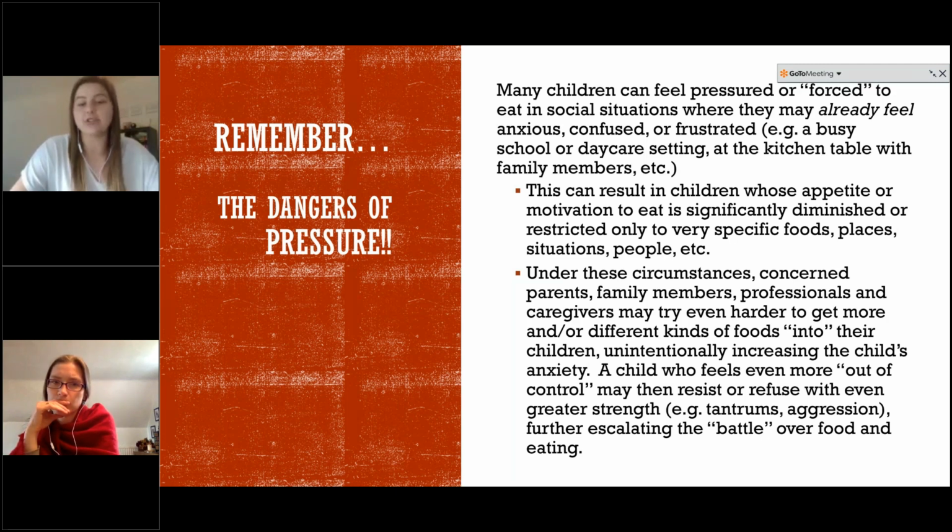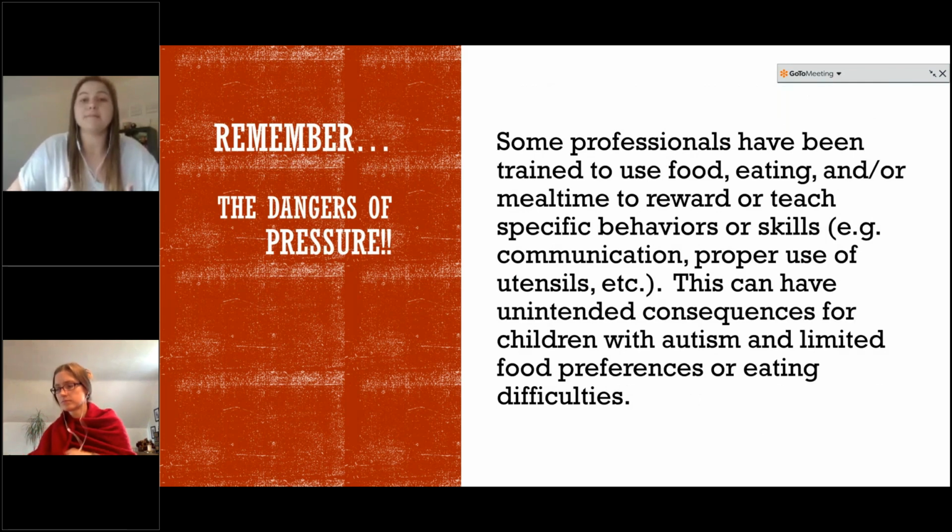And Andrew, one of our other therapists, makes a lovely note here that some professionals are trained to use food and eating for mealtime, and they do this with rewards or incentives. He makes a note to just be careful of that, because having that on the child can actually have some unintended consequences for them. So good note, Andrew.